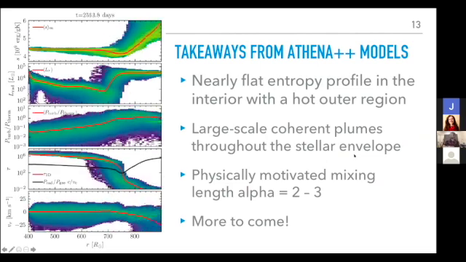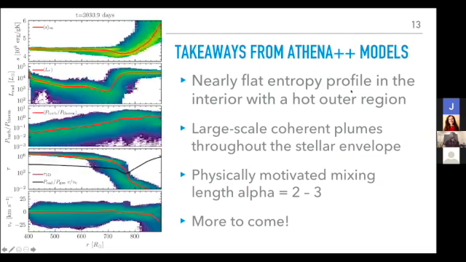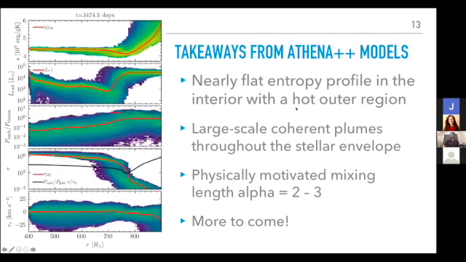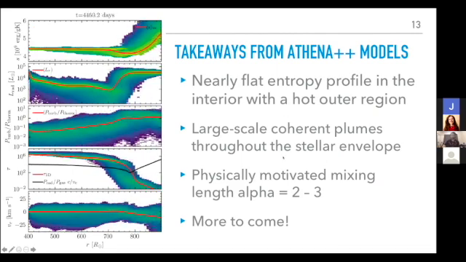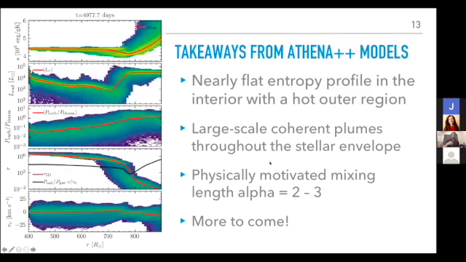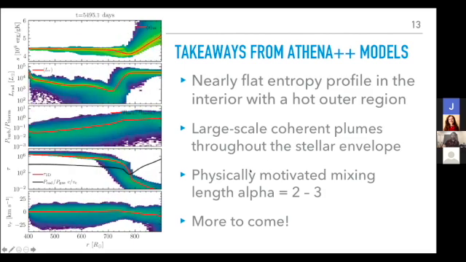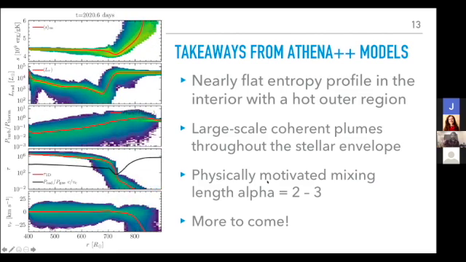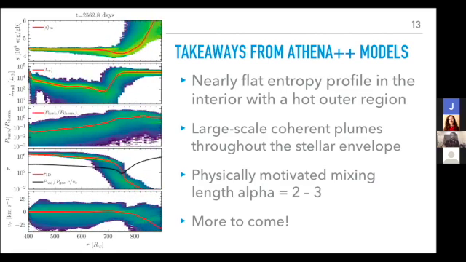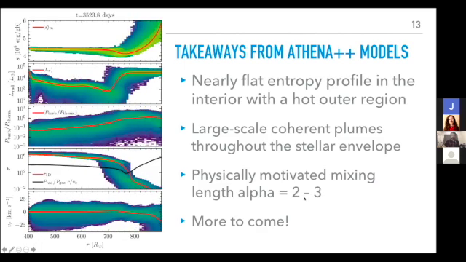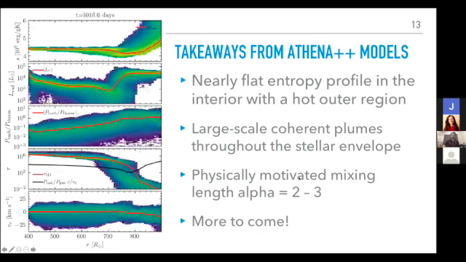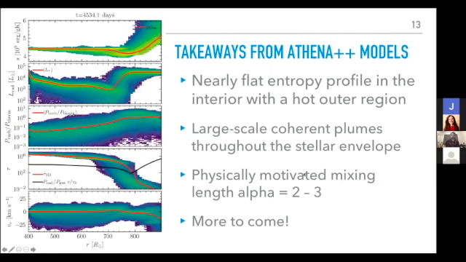So some takeaways: we have this nearly flat entropy profile in the interior with a hot outer region. There are large-scale coherent plumes throughout the stellar envelope. We have calibrated alpha in a physically motivated way rather than to observations, both of which are very good and important, I think, to be 2 to 3, and we see nice agreement there. And there's more to come, so keep watching this space.